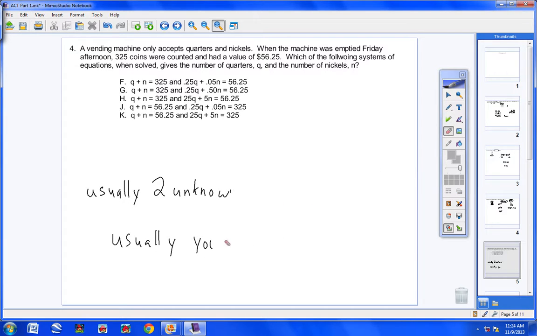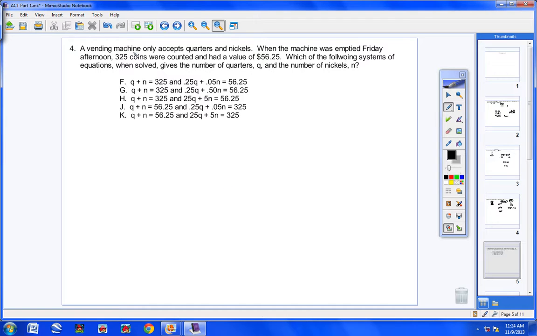Okay, so instead of trying to go through, this would not be a problem where you would want to look at each equation and see if it fits the situation. That's just going to confuse you. Look at all these numbers and decimals and Q's and N's. Okay, so what I would just simply say is this: hey, I've got a total of 325 coins. I need to come up with two equations that are good, solid, true equations.